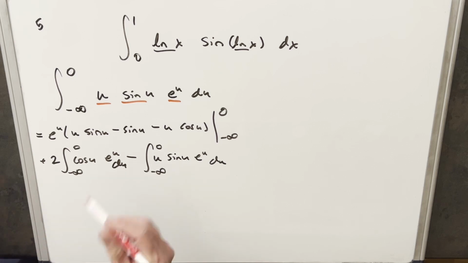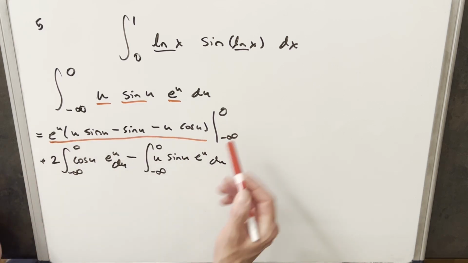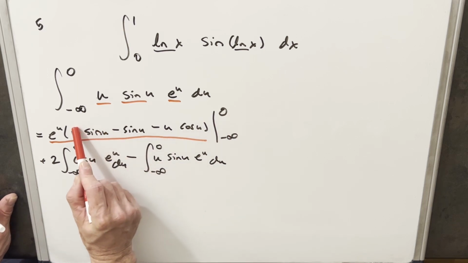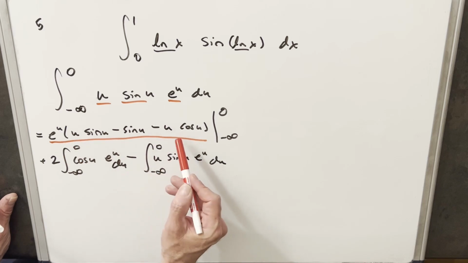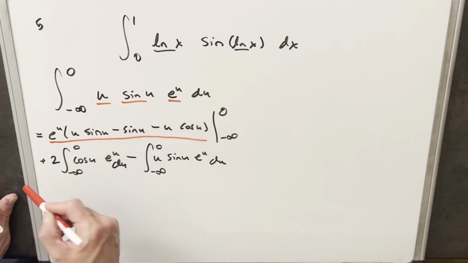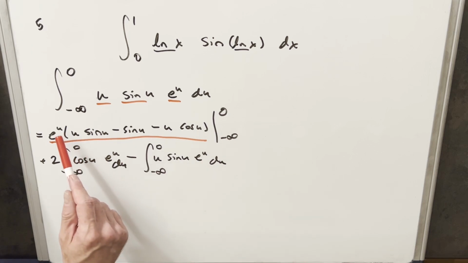Okay, now before we deal with these integrals, let's evaluate this part up here. So first evaluating at 0, when we plug a 0 in here on the u, that's a 0. When I plug in 0 here, sine of 0 is 0, and then a 0 here is also going to be 0. So all the 0 terms are 0. And then for the minus infinity, let's just plug it into e.